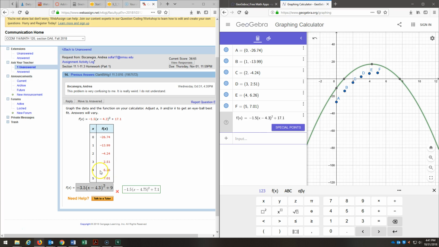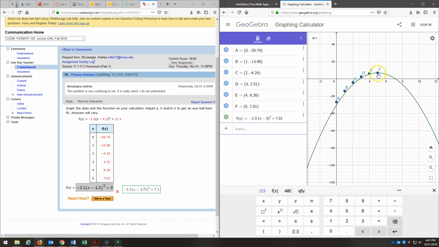So let's start by looking at the last point, 5, 7.01, and let's just type that in for the vertex. So I'm going to change the 4.3 to a 5 from the point F, and then I'm going to change this 17.1 to the y value for F, which is 7.01. Now that got us pretty close, but it looks like we might have overshot a little bit to the right. So the 5 was a little bit too large, so I'm going to go back.